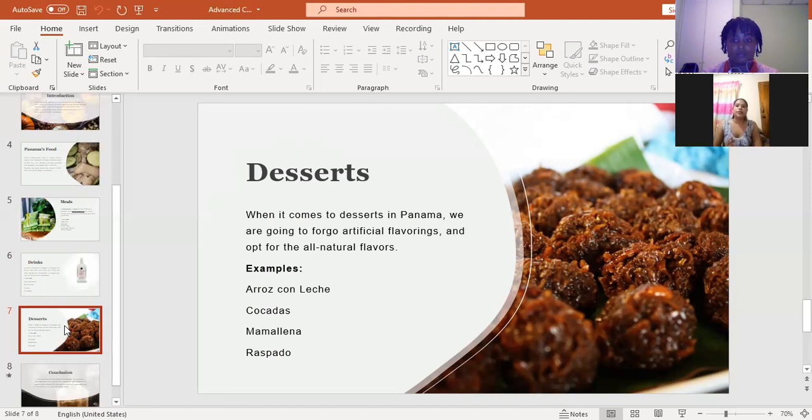And another dessert is the raspado. It's pronounced raspao. It's not something Panamanians prepare at home. It's to try, usually enjoyed on a street corner. Another example is the arroz con leche, mama llena, and el bocado de la reina.